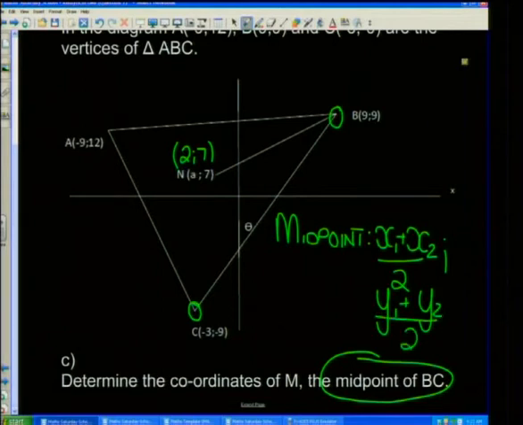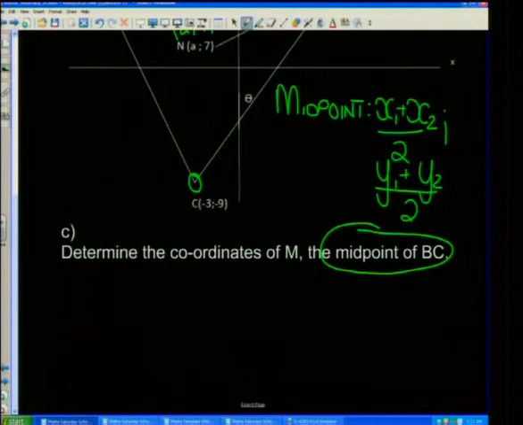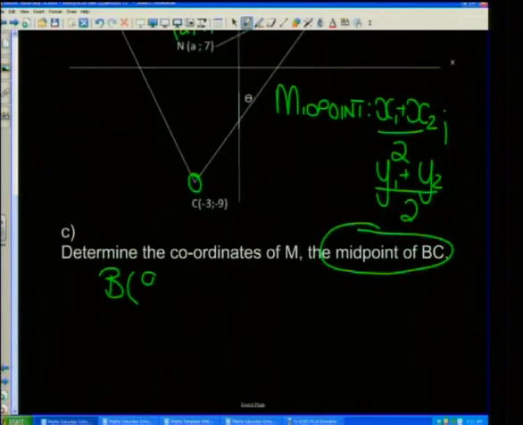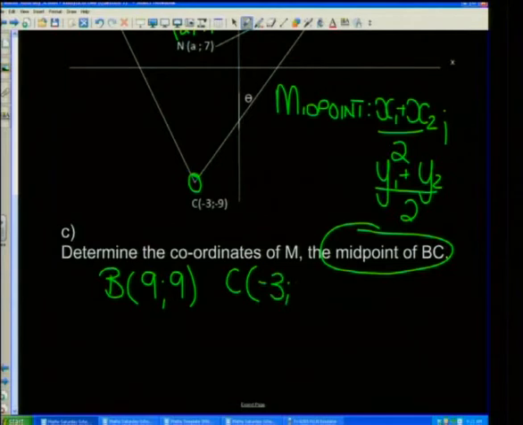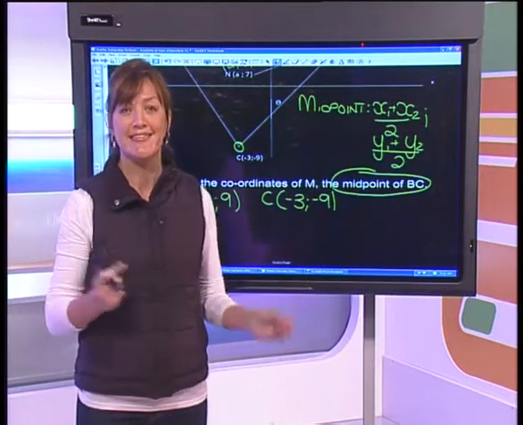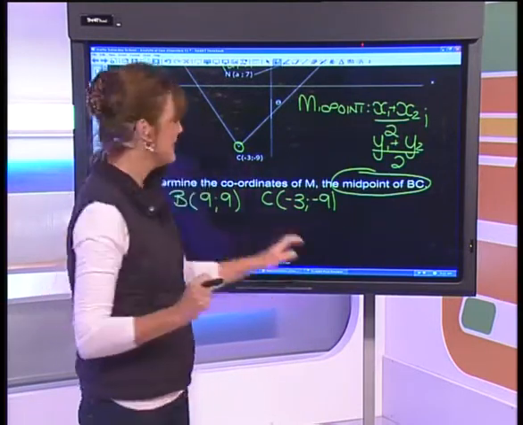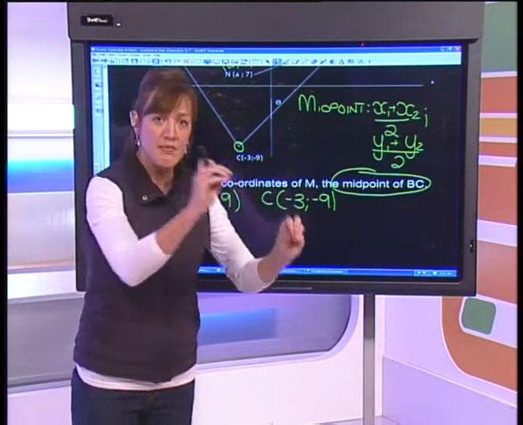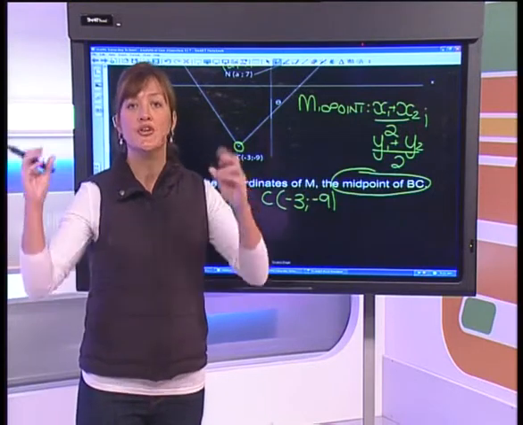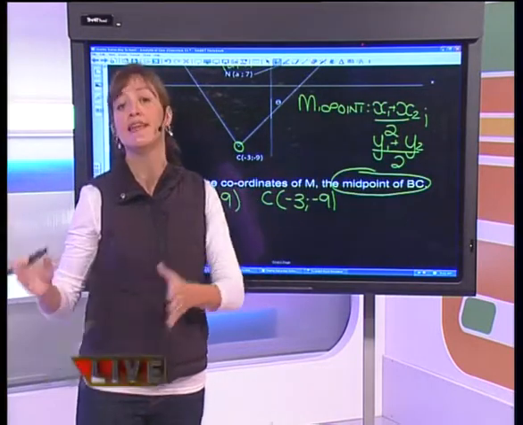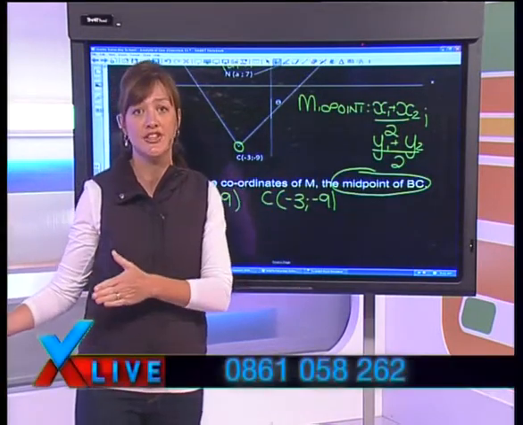Let's set ourselves up here quickly. Let's write the coordinates. The coordinates of point B are 9 and 9. The coordinates of point C are -3 and -9. Just as a small tip, grade 9s, when you're doing a question like this, sometimes it helps to just write the coordinates down and label which one is x1 and which one is x2. It won't take you more than 15 seconds, and it helps you get your head straight as to which value belongs in which position.